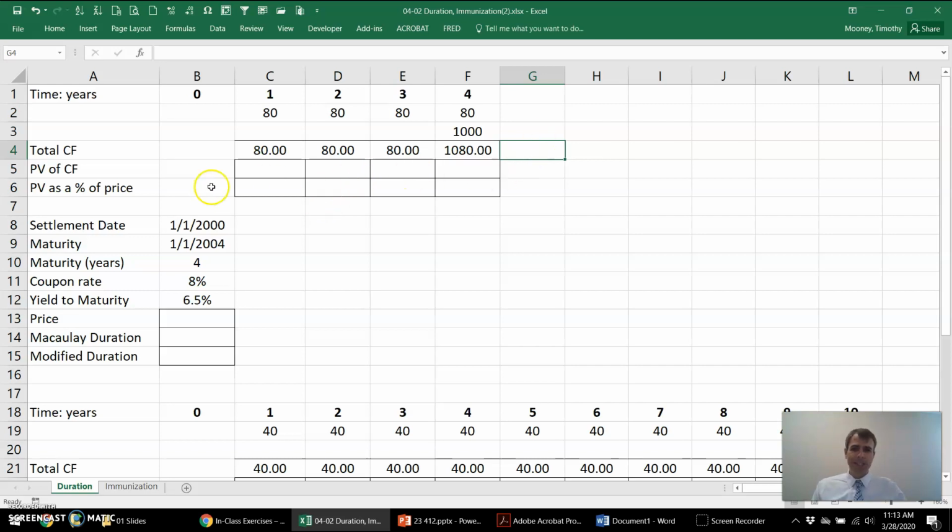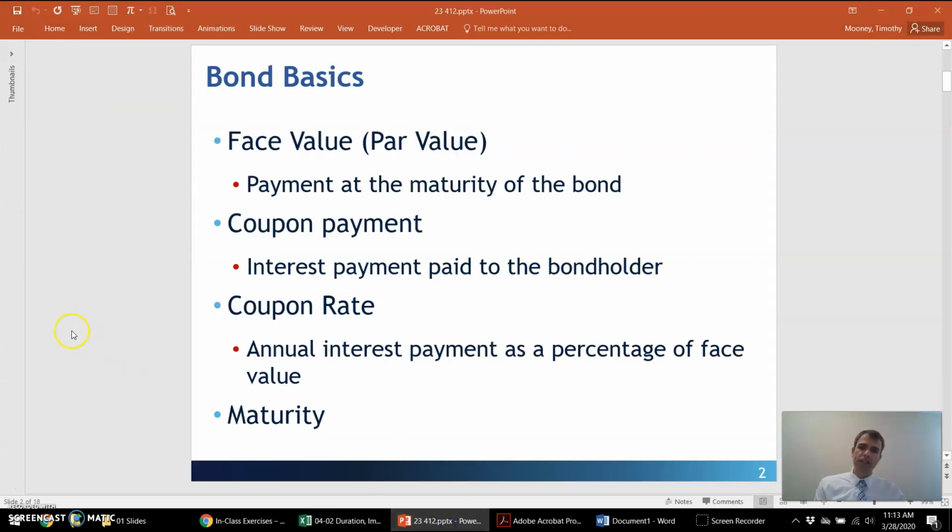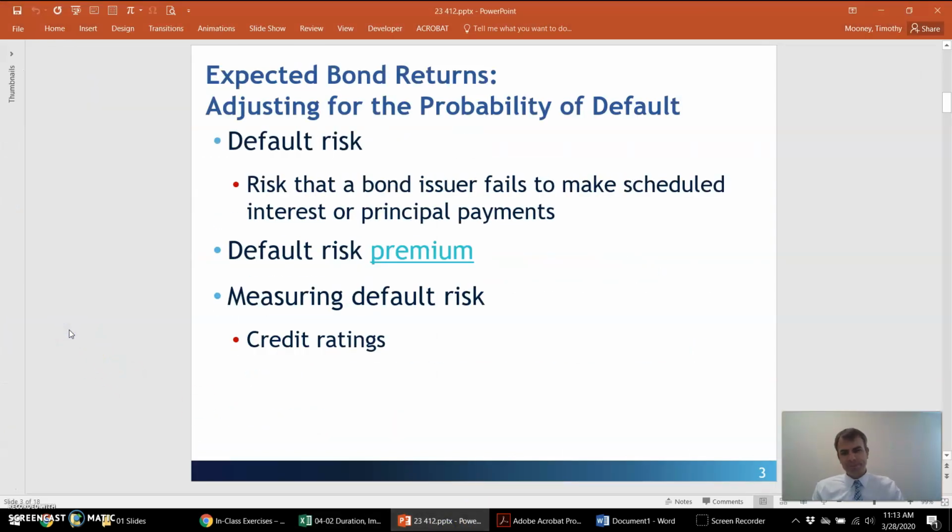And actually, if you buy the bond and hold it to maturity, and all these interest and principal payments happen, you'd earn a return equal to the yield to maturity per year. But bonds default, and so we need to account for that. And there's a couple ways to measure default risk.